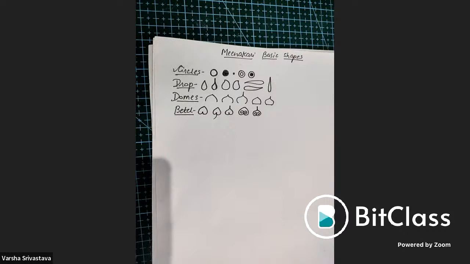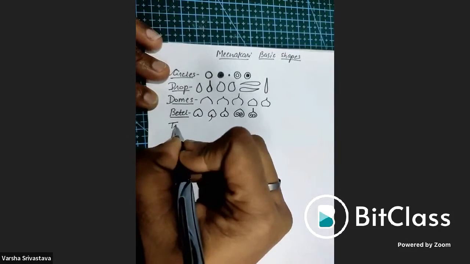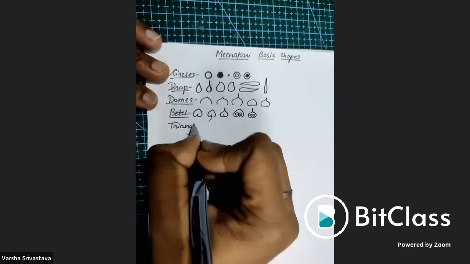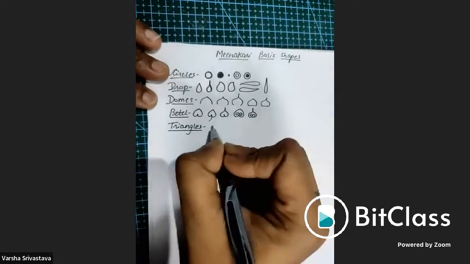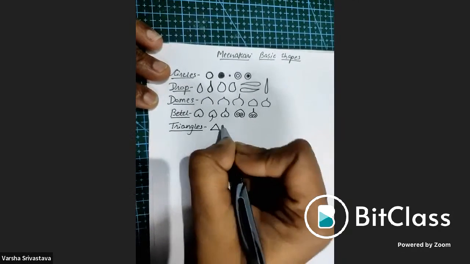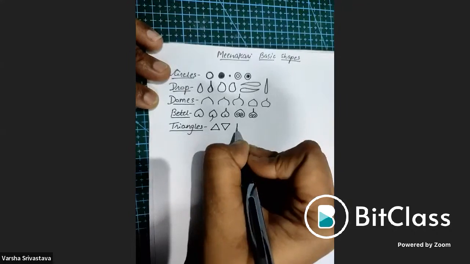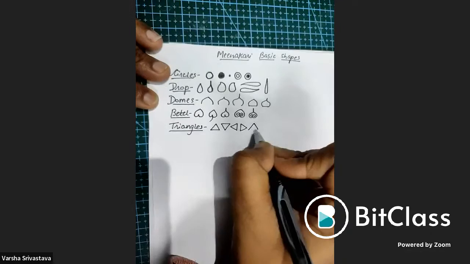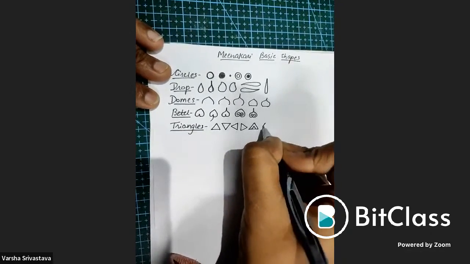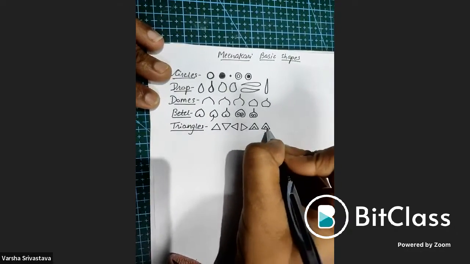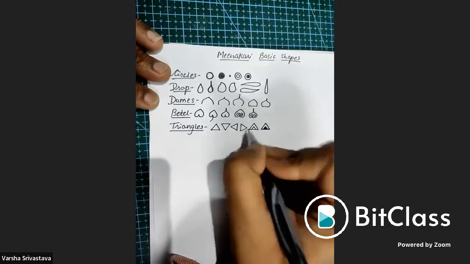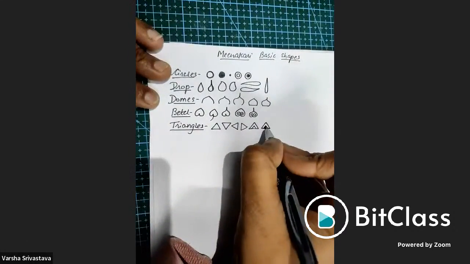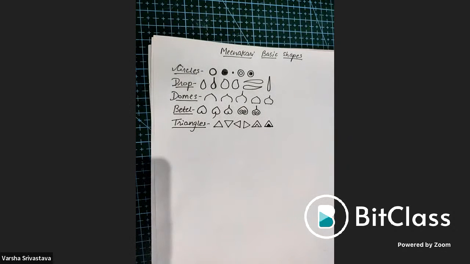Okay. So now next I'm going to make a very simple shape, that is the triangles, but in different manners. I'm just making a normal triangle like this. I'm making it upside down, making it sideways, left and right. Then I'm making another triangle inside this, and then making the solid triangle inside this. So this one is the hollow triangle. Next one is the solid triangle. So these are the triangles.